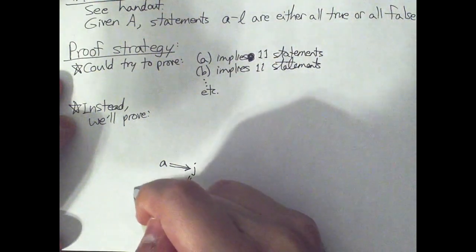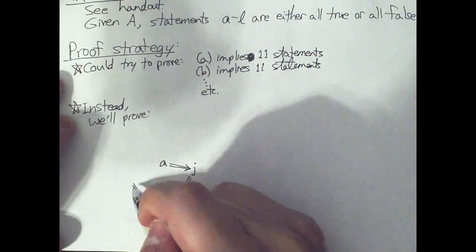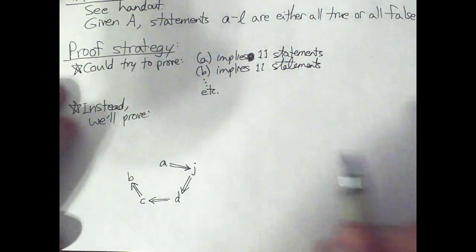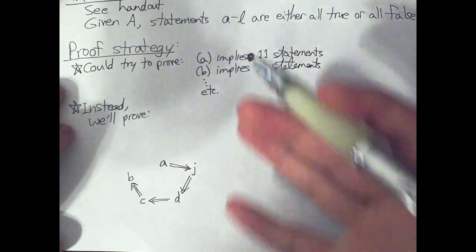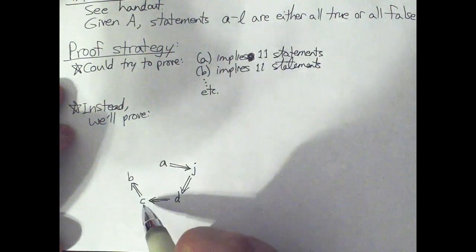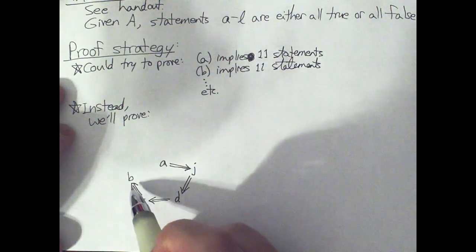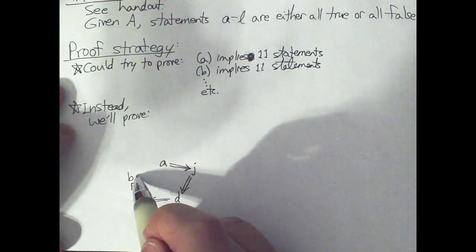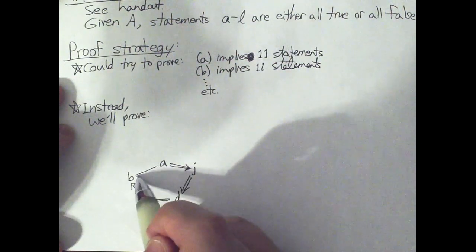If C is true, we'll show that it implies B is true. This is not a proof right now. This is like an outline of how we're going to prove it. Item C being true implies that item B is true, and we're going to show that item B implies item A.